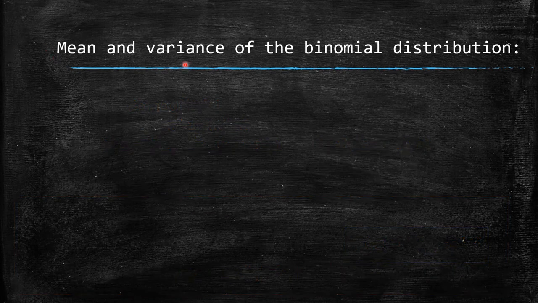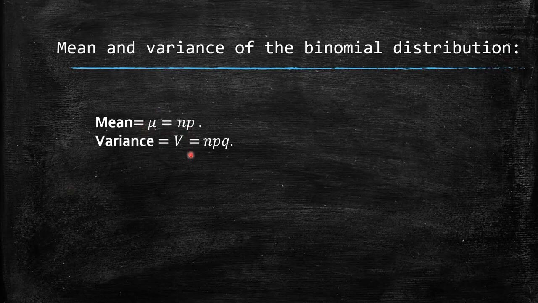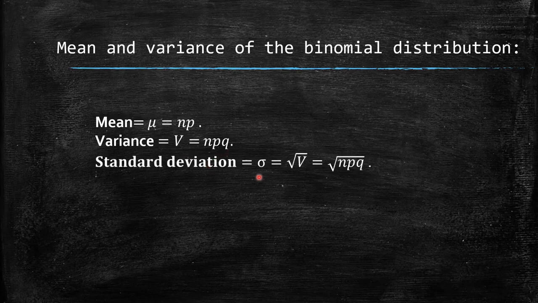Next, mean, variance and standard deviation of the binomial distribution. So how can we compute the mean, variance and sigma of the binomial distribution? Mean mu is equal to n into p. Variance v is equal to npq. And standard deviation is the square root of variance. So that's why it is root npq.